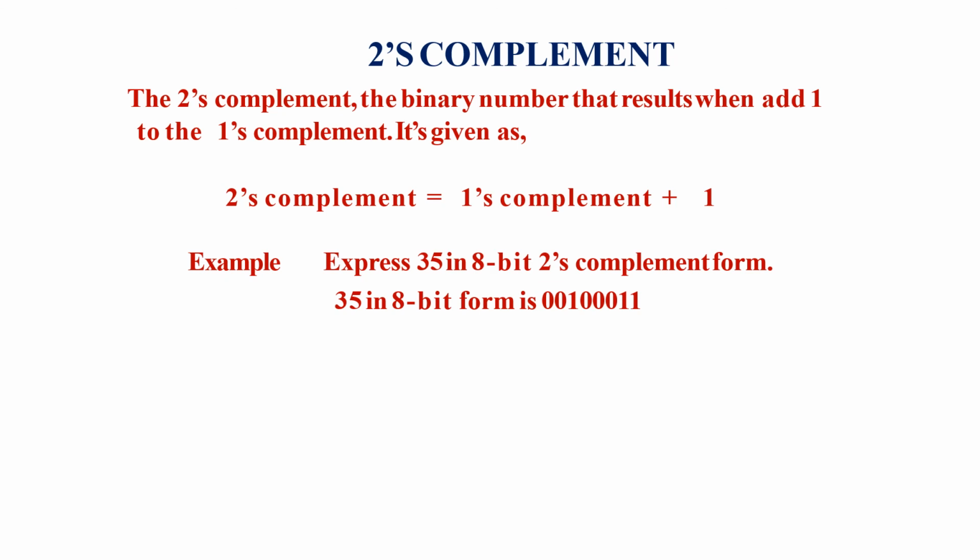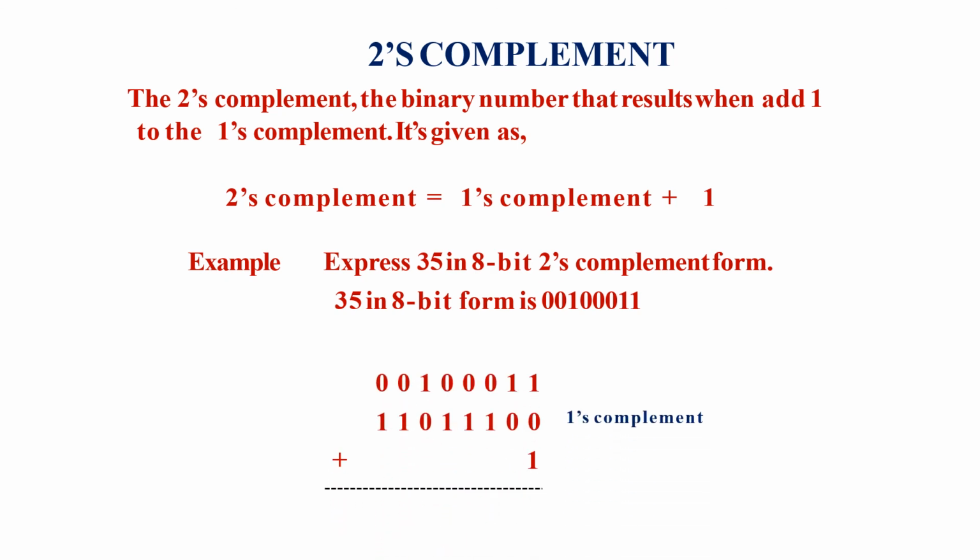Now we have to find the 2's complement of this given binary. As I told you, first you take the 1's complement, which is changing zeros to ones and ones to zeros. Then, with that 1's complement number, we add 1 to the LSB bit. 0 plus 1 is 1, and the remaining bits stay as they are. So this is the final 2's complement for the given number 35. Likewise, we can find the 2's complement.